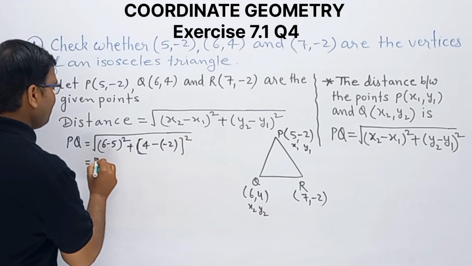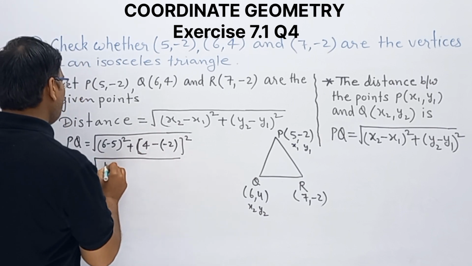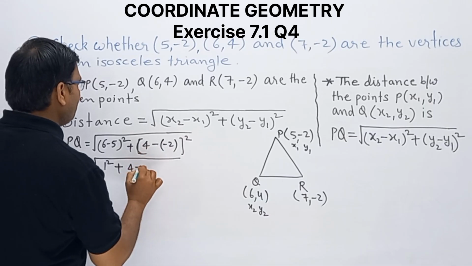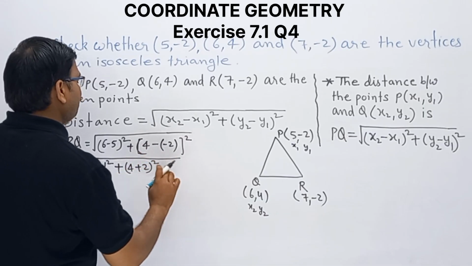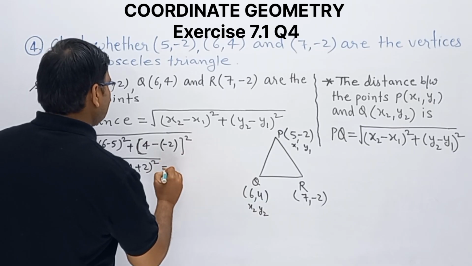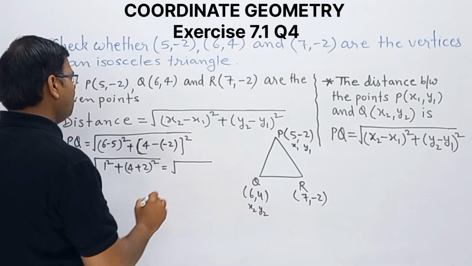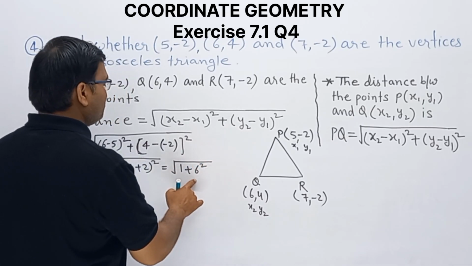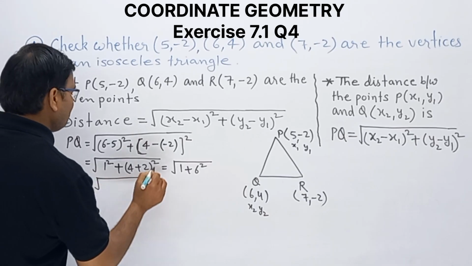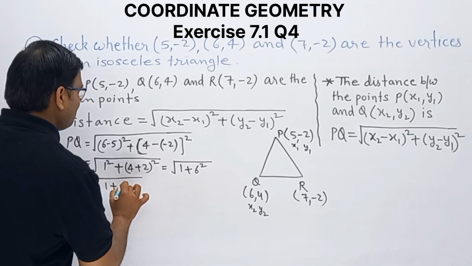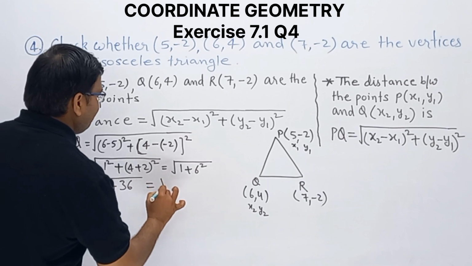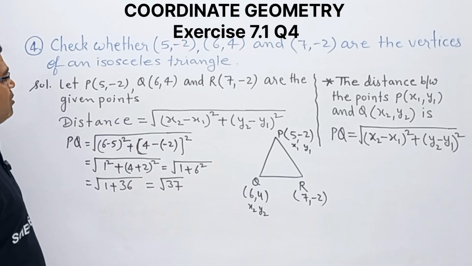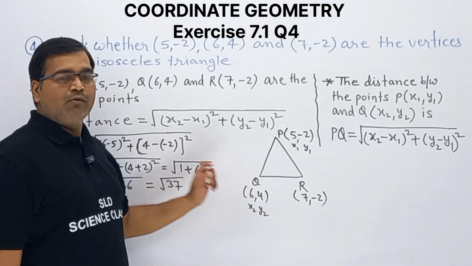Solve this one. Square root of 1 square plus 4 minus into minus will be plus, 2 whole square. This can be written as the square root of 1 plus 6 square. 1 square will be 1. 6 square will be 36. So 1 plus 36, finally we are getting the square root of 37 units, which is the distance between P and Q.